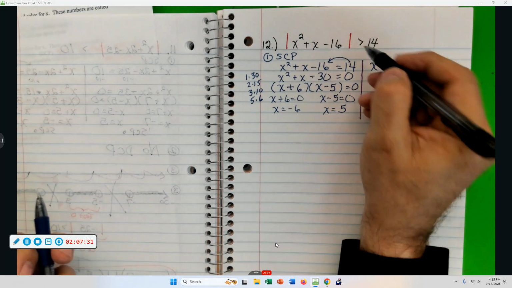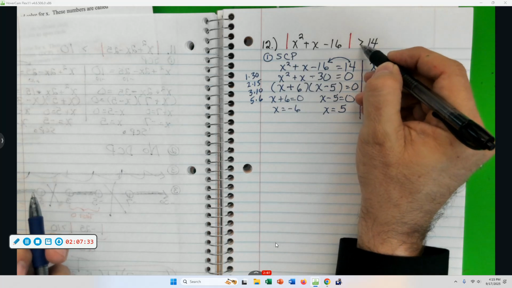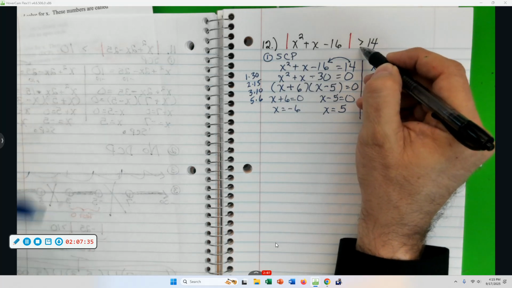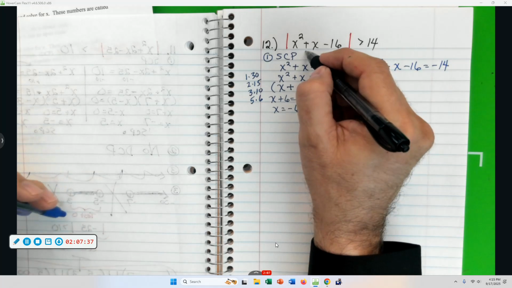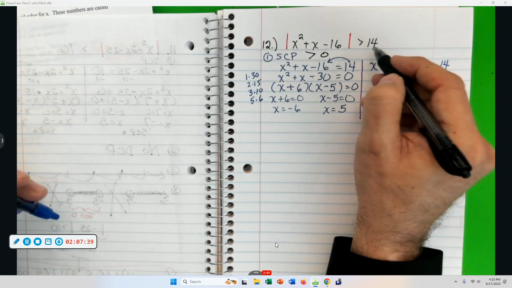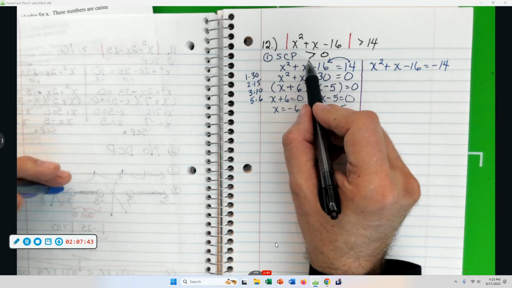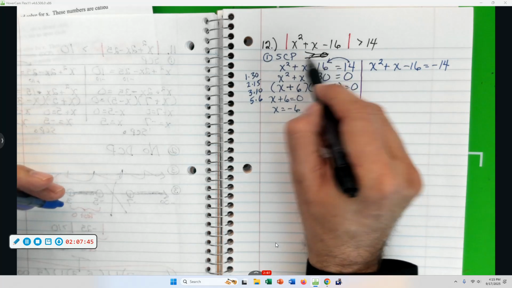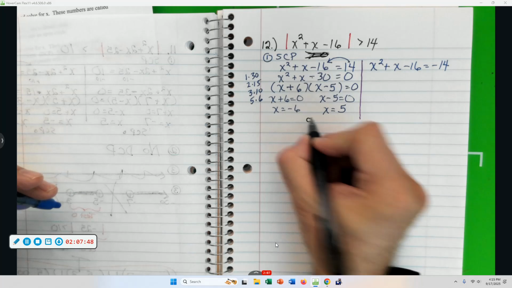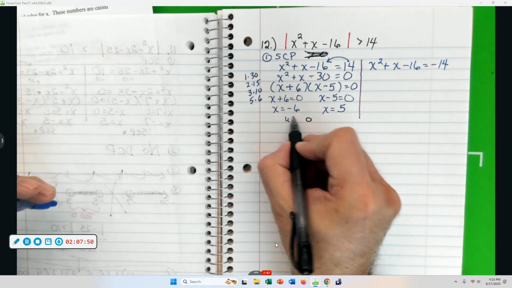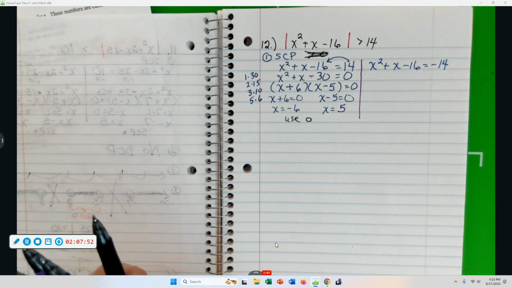And I should have already asked this, but do we have open or closed circles here? Yeah, it's going to be open. Oh no, that's a bad thing. It looks like I wrote greater than 0. Okay, forget that. So we're just going to use open circles.